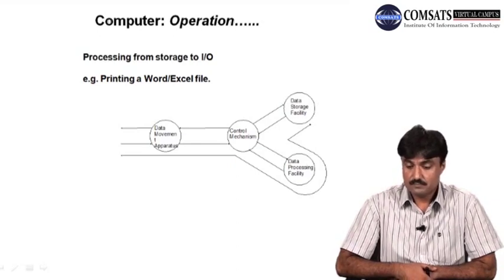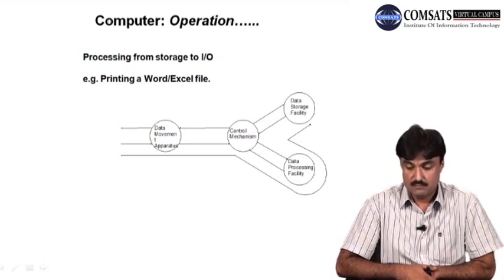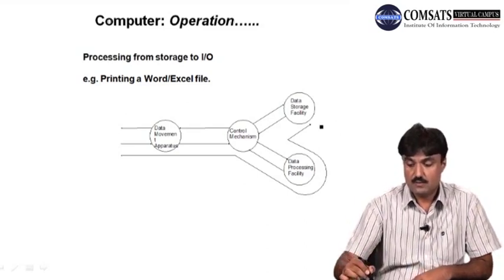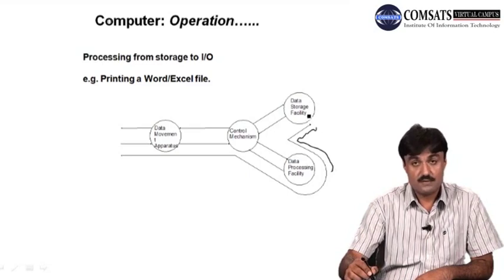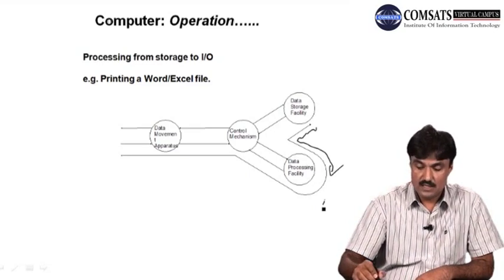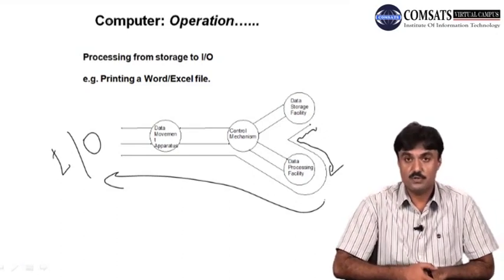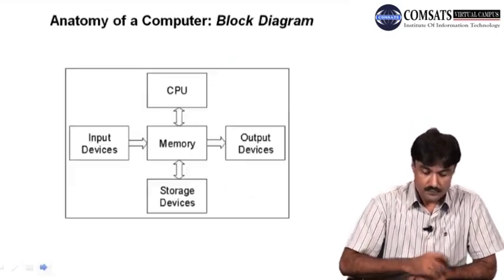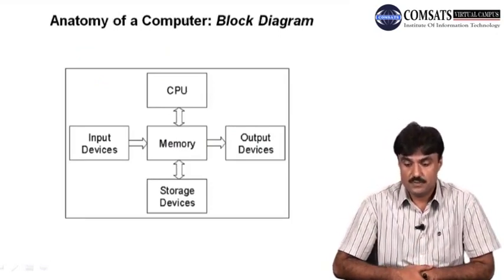Now this other task is processing from the storage and to the input and output device. We process some data which is already stored inside the storage facility. First, the control mechanism retrieves this data and sends it to the processing facility. Next, this data is sent to the I/O devices. Here are the input or output devices. So these were the main operations of a computer system.